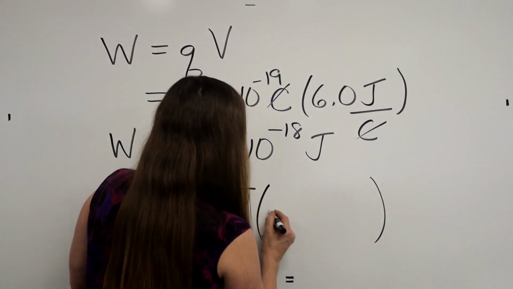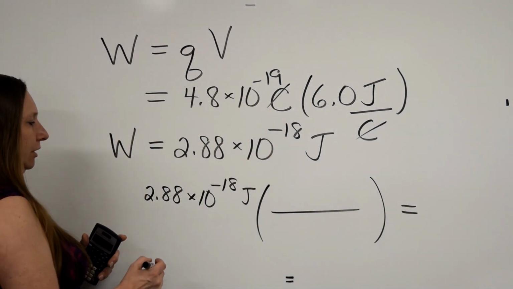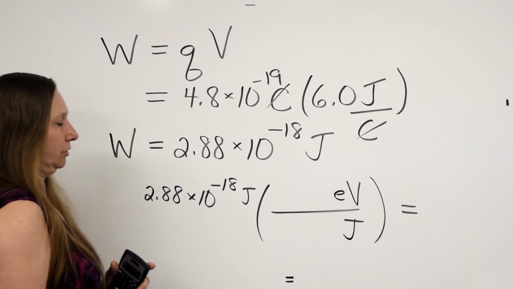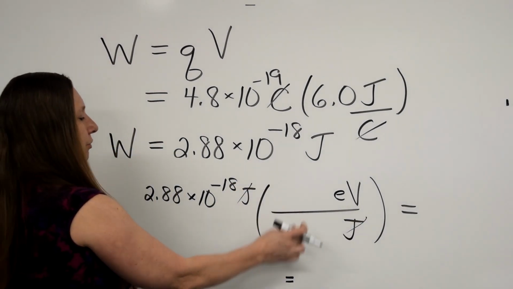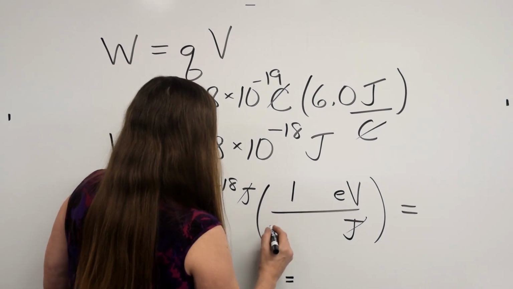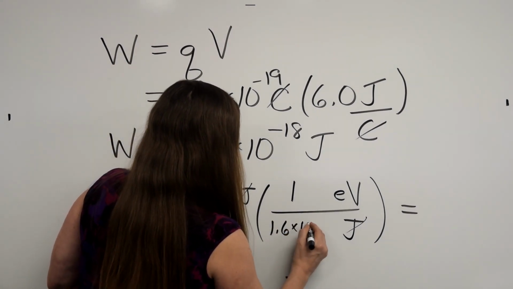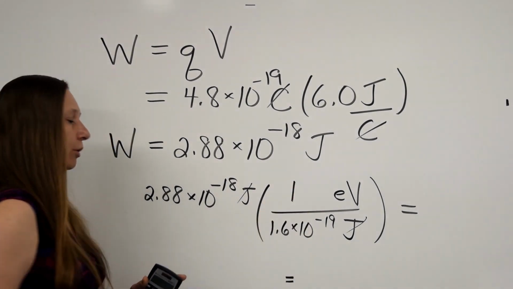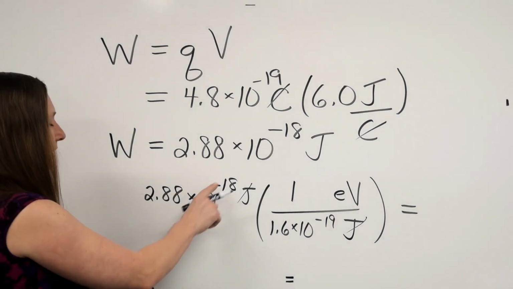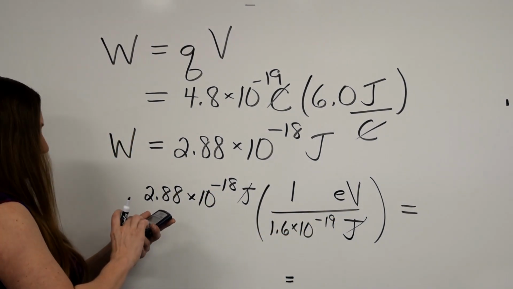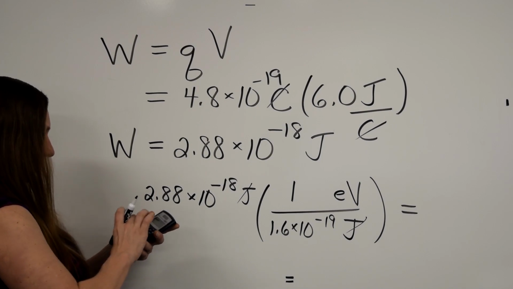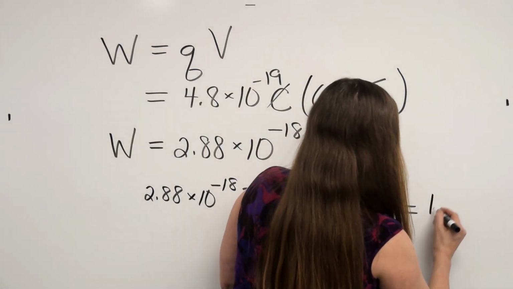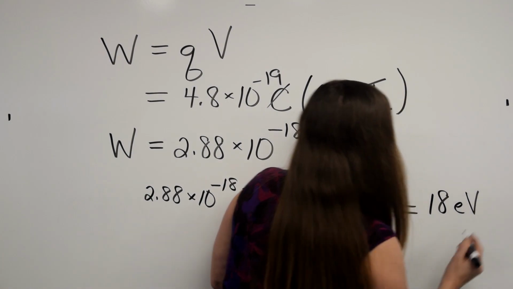We're going to use the factor label method to convert this to electron volts. Joules on top, joules on the bottom. I'm getting rid of joules. I want electron volts. Joules are going to cancel. These two numbers must equal each other. We know that 1 electron volt is 1.6 times 10 to the negative 19 joules. So we take this number, divide by that number: 2.88 divided by 1.6 E negative 19. And we've got 18 electron volts.